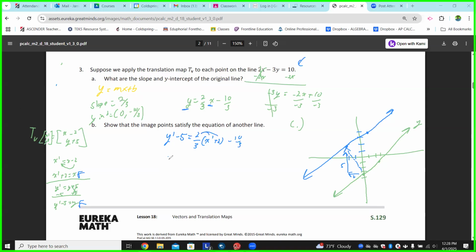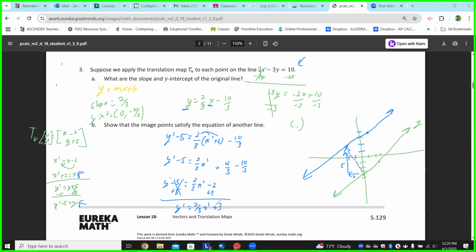So I work it out. I get y prime minus 5 equals 2/3 x prime, 2/3 times 2, 4/3, minus 10/3. Remember, we just multiplied the numerator. 4/3 minus 10/3 would be negative 6/3, which ends up being just -2. Add the 5 with its like terms. So y prime would now be 2/3 x prime plus 3.